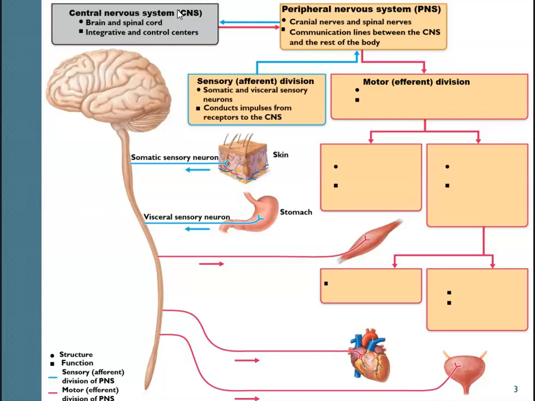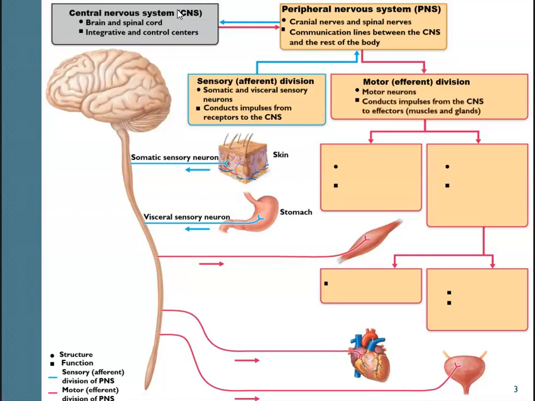Sensory information will be received from outside of our bodies, called soma, or within our body, called viscera. Visceral sensory neurons will bring information. For example, in this picture it shows the stomach. When we consume food, when it becomes full, it will send information to our brain, right? So a sensory portion will take information to the central nervous system.